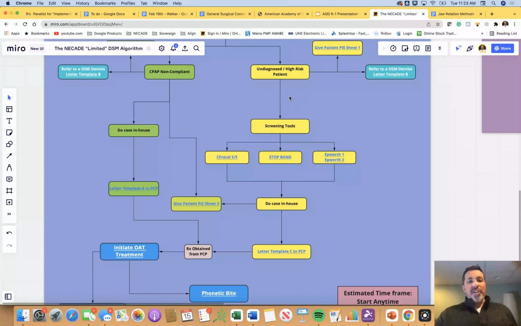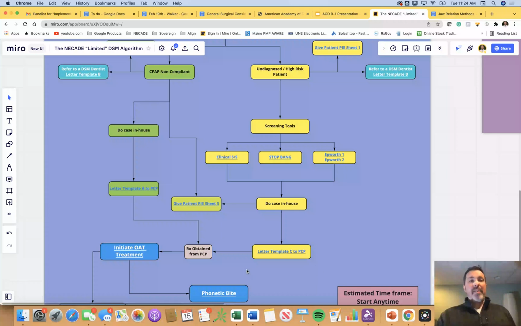But let's say you want to do the screening and you want to do the case in-house. Well, you need to send a letter to your primary care physician. This letter is different than the other letter. In this letter to your primary care physician or your sleep physician, it talks about asking them to look further and gives some supporting evidence on why you think they might have sleep apnea. That physician's responsibility is to then order a sleep study, get the patient evaluated, and then hopefully come up with a diagnosis and tell you, the dentist, what to do.